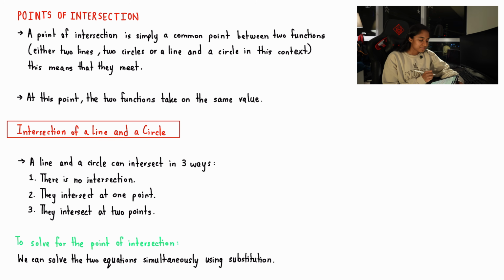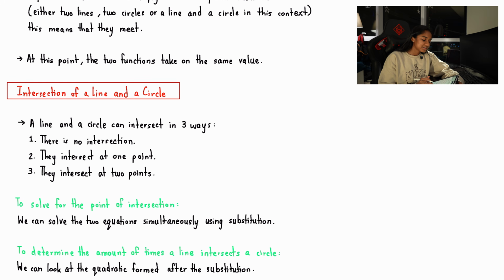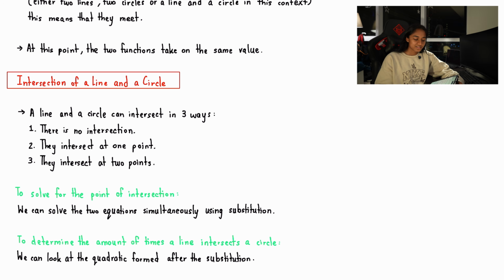Points of intersection. A point of intersection is simply a common point between two functions. So this could be two lines, two circles, or a line and a circle within this context. So this means that they meet each other. At this point, the two functions take on the same value. So let's look at intersection of a line and a circle. A line and a circle can intersect in 3 ways: no intersection, intersection at 1 point, or they intersect at 2 points.